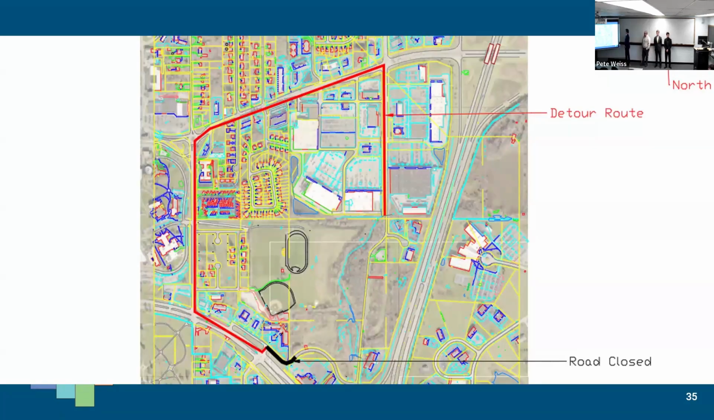Right here is my detour guide. You'll be using Sturdy Road to go through. And right here, this is the new Silhavy under construction, so the road will be closed.